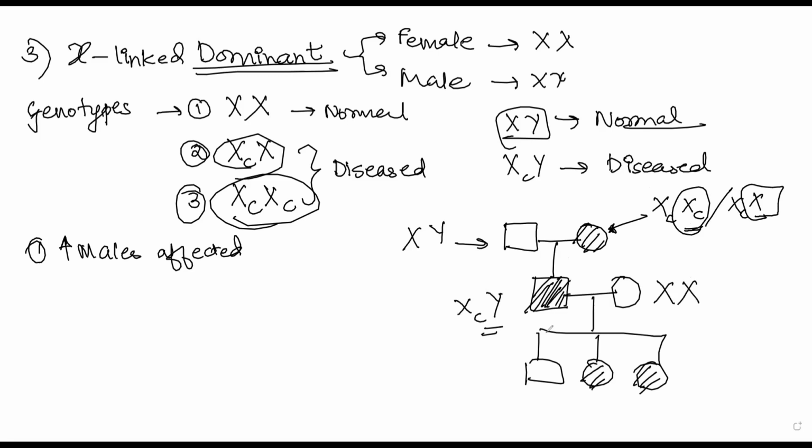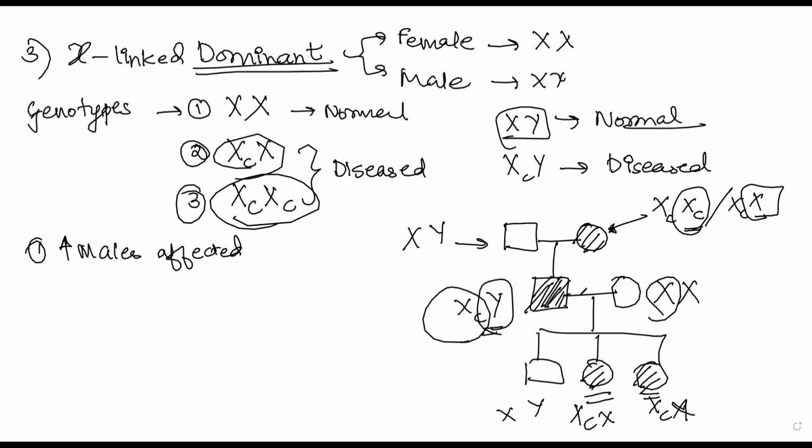Now let us see, since both these females are affected, what does this mean? Since the daughters are affected, that means this XC must have come from the father, and this X must have come from the mother. Again, this XC from the father, this X from the mother. Therefore they were affected. But look at the son. The son is normal because the father gave him the Y and the mother must have given X. So what is the conclusion here?